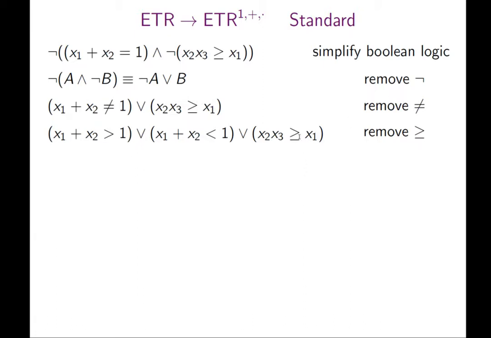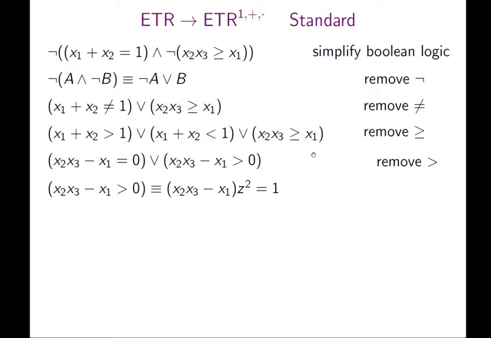Now we want to get rid of this larger equal. So how do we do this? Larger equal is either equal or larger. So we got rid of that as well. Now the maybe most interesting part, how do you get rid of larger? It's very simple. If we have some formula larger than 0, then that's the same as this formula times z squared equals 1. So if this is larger than 0, surely we find a positive number, such that multiplying with a positive number equals 1.